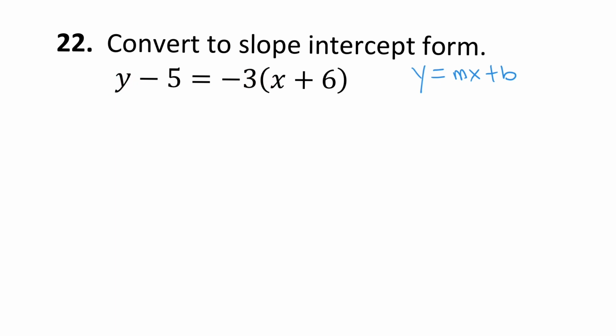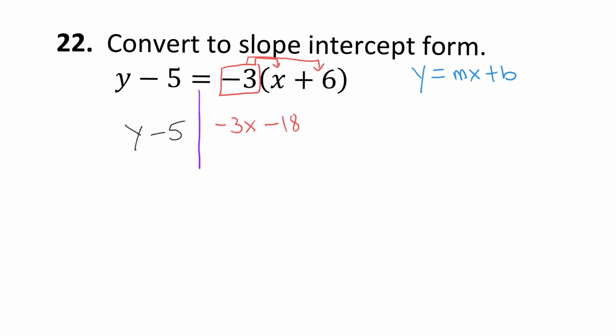I'm going to put a line under the equal sign. I'm going to multiply, distribute the -3 times the x. That's -3x. I am multiplying -3 times x, -3x. And then the negative 3 times the positive 6, that's negative 18. You guys bring down the y minus 5 over here.